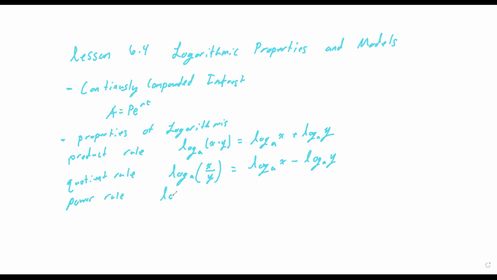The last rule is the power rule. And that's just stating if I have something inside raised to some power, I can rewrite it with the power as the leading coefficient. And vice versa, if there is a leading coefficient, I can make it a power when trying to condense it as well.